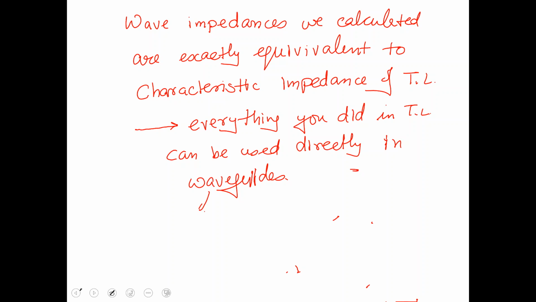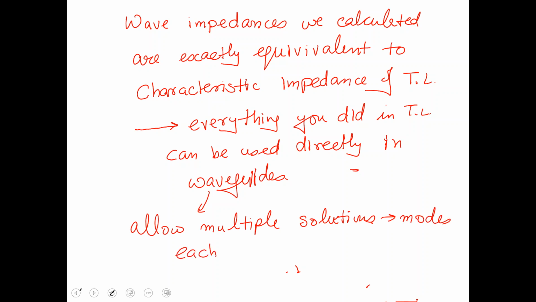waveguides allow multiple solutions, which are your modes. Each mode has its own wave impedance. Each mode has its unique value of impedance. Eta TE is smaller than eta TM.